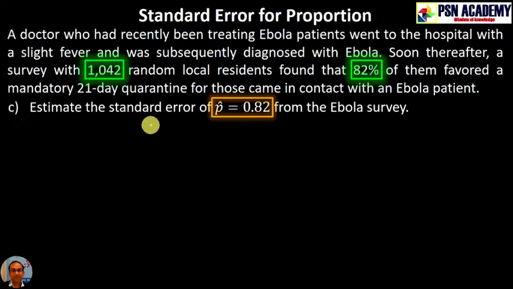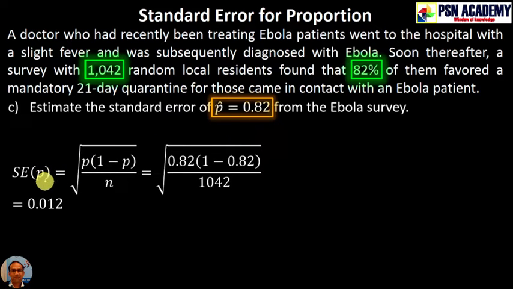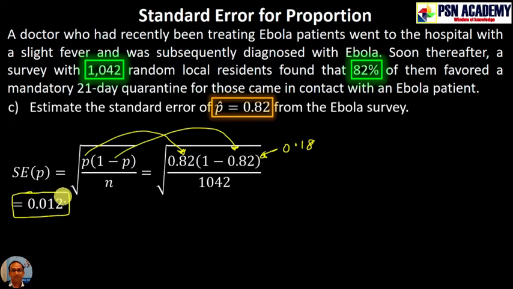Third question, estimate the standard error of this p hat equal to 0.82. We saw in the previous slide that the standard error of a single proportion is the square root of p times 1 minus p over n. So in place of p, we are writing 0.82, and in place of 1 minus p, we are writing 1 minus 0.82, and this 1 minus 0.82 is actually 0.18. So you have 0.012 as the standard error of the estimated proportion.